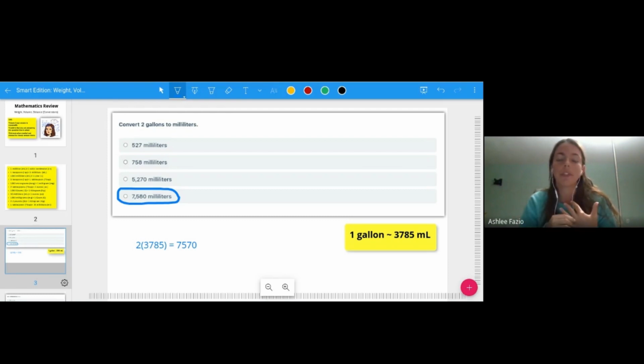So with this one, if you either knew how many liters were in a gallon, or if you knew that 1 gallon was this many milliliters, 3,785.